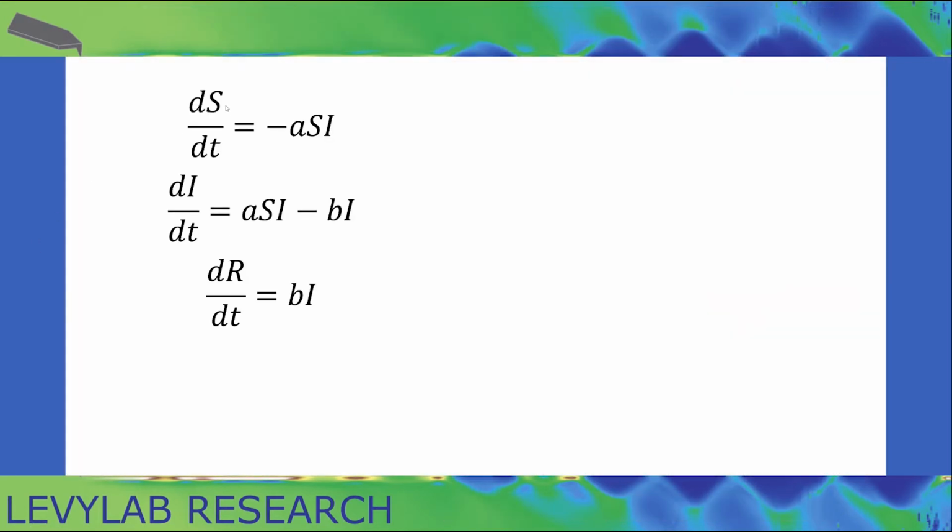So there are three variables, S, I, and R, and the rate of change of susceptible is given by minus A times S times I, and the rate of change for I is A times S times I minus B times I, and then dR/dt is equal to B times I. So these are three equations.